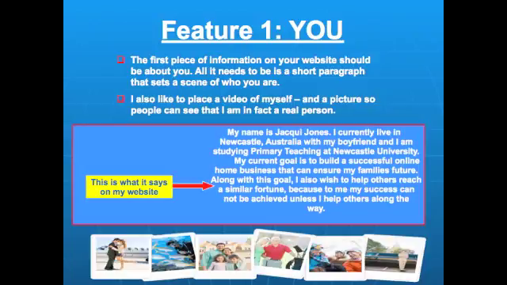Now, my little bit of information about myself on one of my websites says this. My name is Jackie Jones. I currently live in Newcastle, Australia with my boyfriend, and I am studying primary teaching at Newcastle Uni. My current goal is to build a successful online home business that can ensure my family's future. Along with this goal, I also wish to help others reach a similar fortune, because to me my success cannot be achieved unless I help others along the way. So as you can see, it's short, it's straight to the point, and it gives a basic overall detail of who I am as a person.